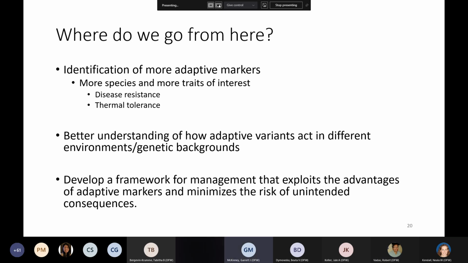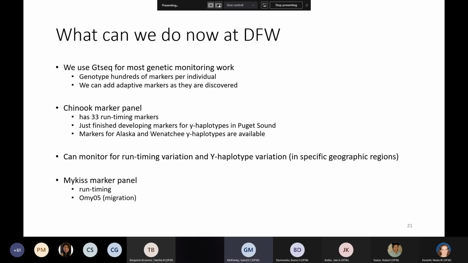And finally, there will need to be a framework for management that tries to exploit the advantages of the adaptive markers while minimizing the risk of unintended consequences. So now that we've talked about what some of the possibilities are, I wanted to talk about what we can actually do right now at WDFW.